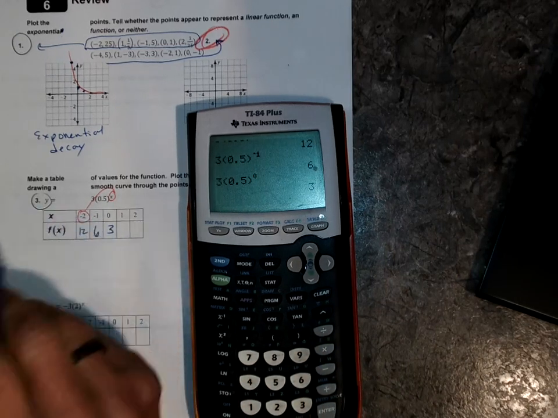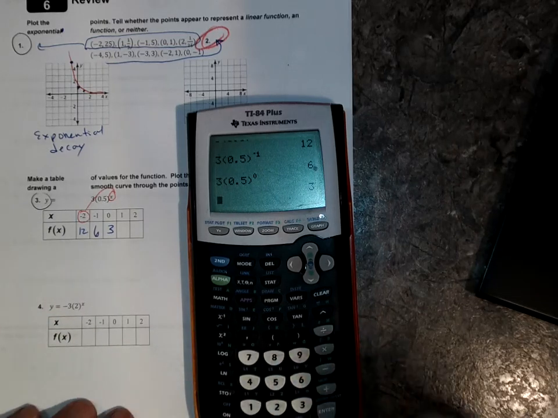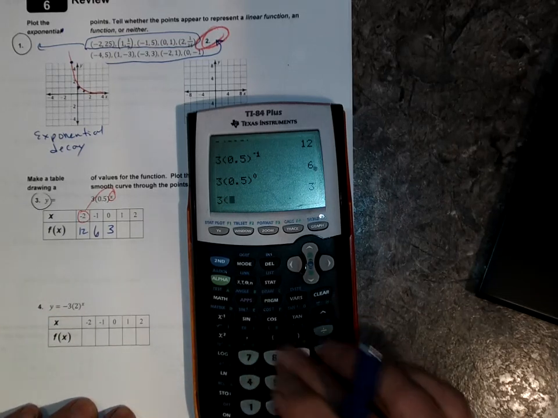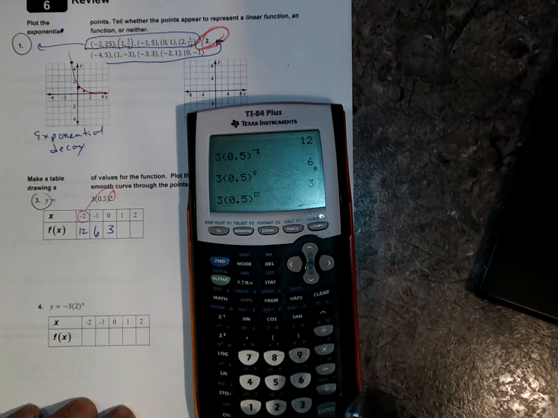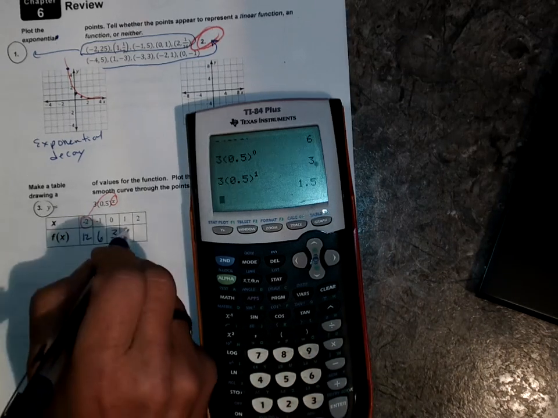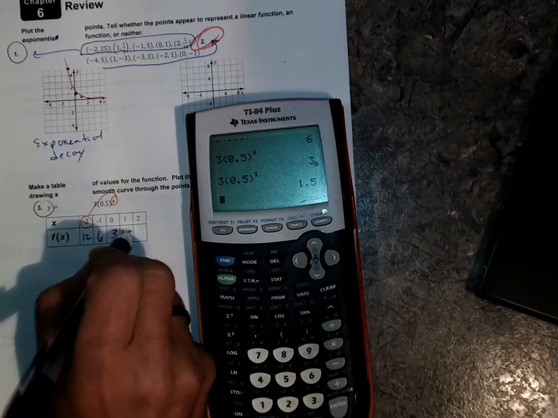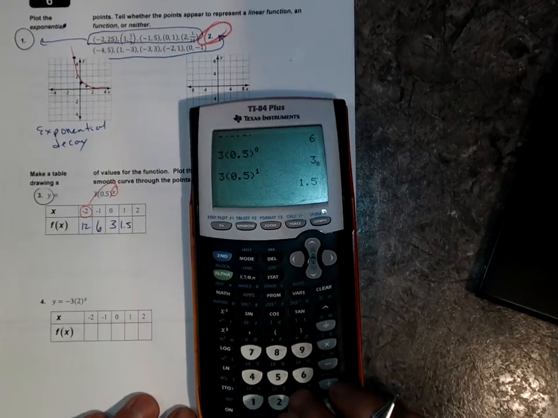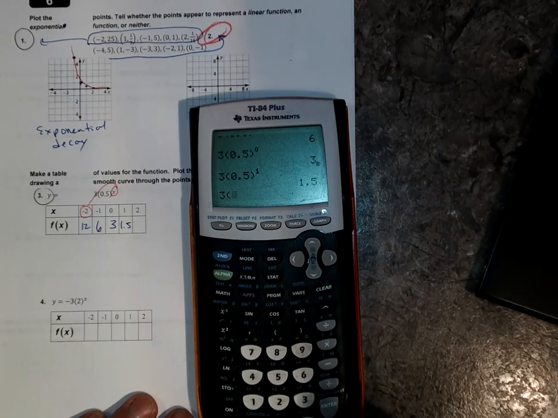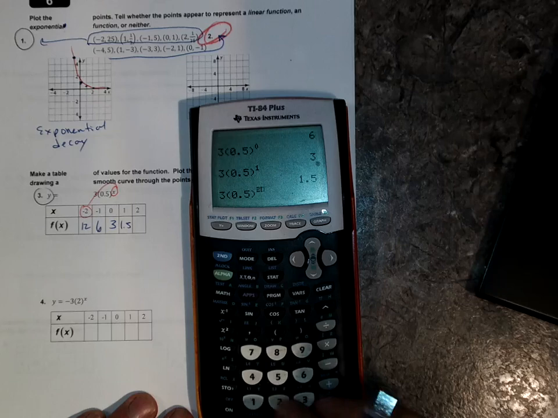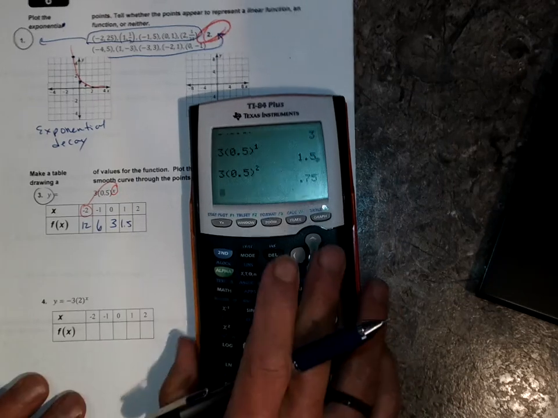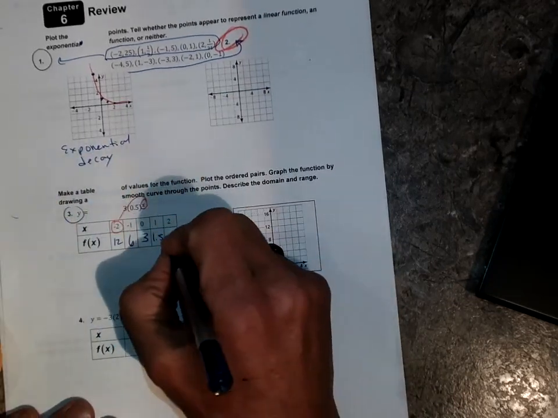Okay, I see a pattern, but I'm going to keep going. Definitely see a pattern. 3 parentheses 0.5 to the power of 1. I get 1.5. Looks like I'm taking half of it each time. And for the last one, I'll take 3 times 0.5 to the power of 2, and I get 0.75. So I just let my calculator do the work. I'm going to graph this.